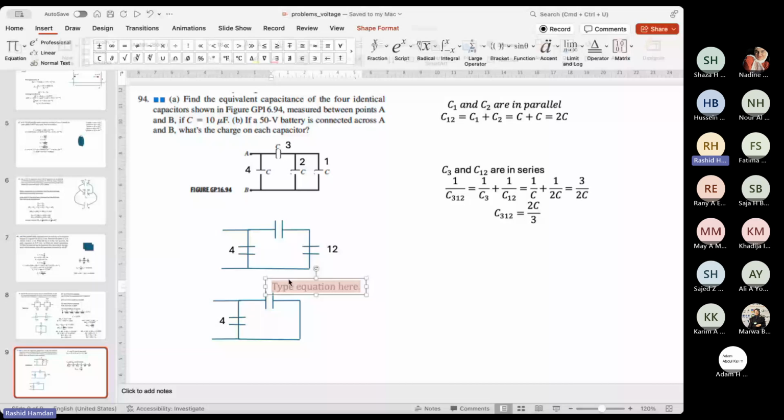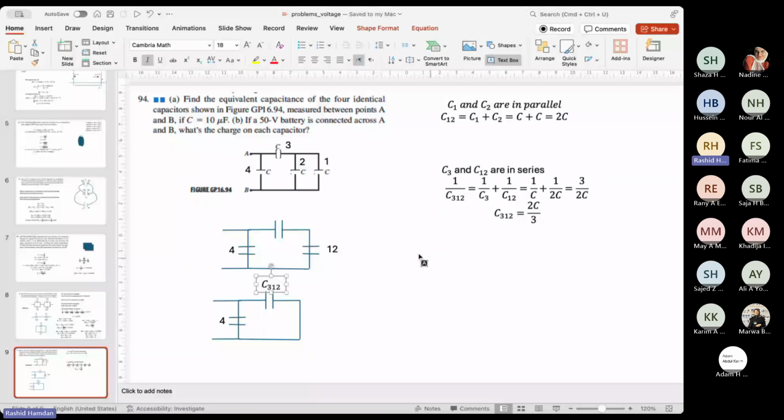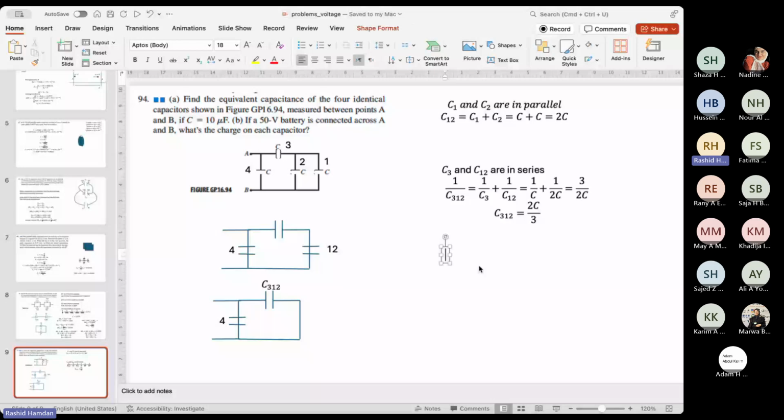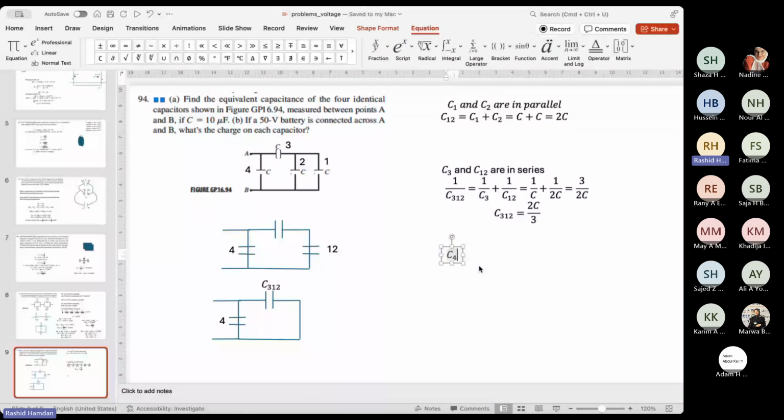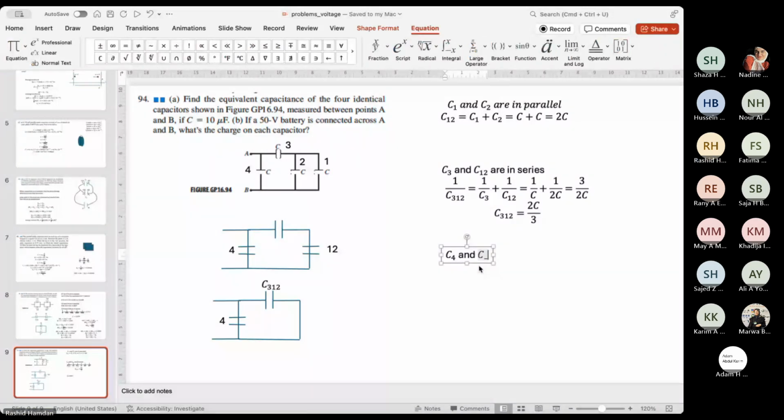If we look at C312 and C4, they are connected from the top side but there is a branch going to the battery at point A. They are connected from the bottom side but there is a branch going to the battery at point B. So they are in parallel. So C4 and C312 are in parallel.